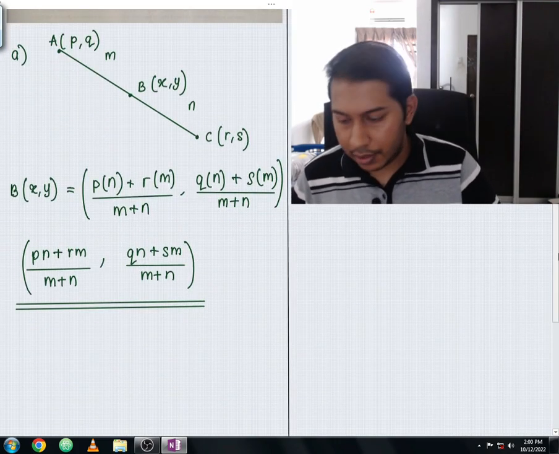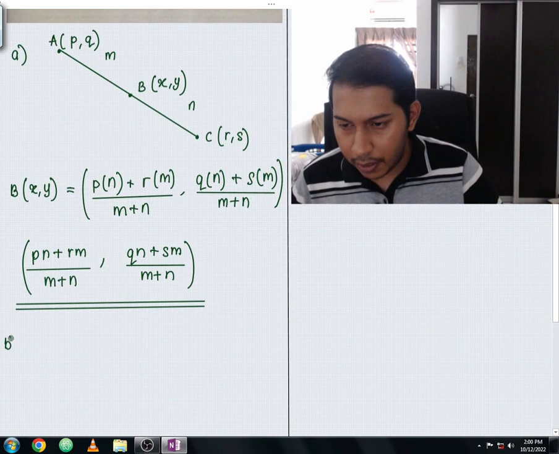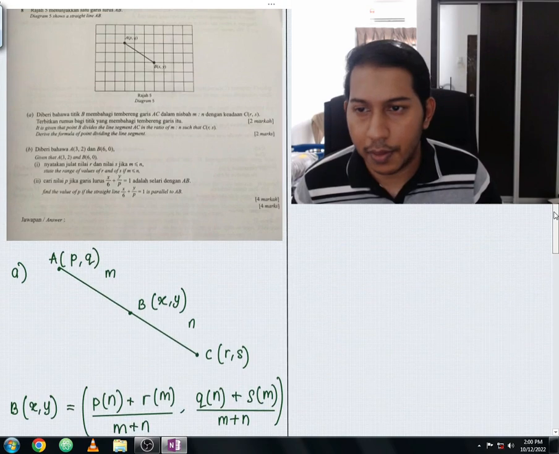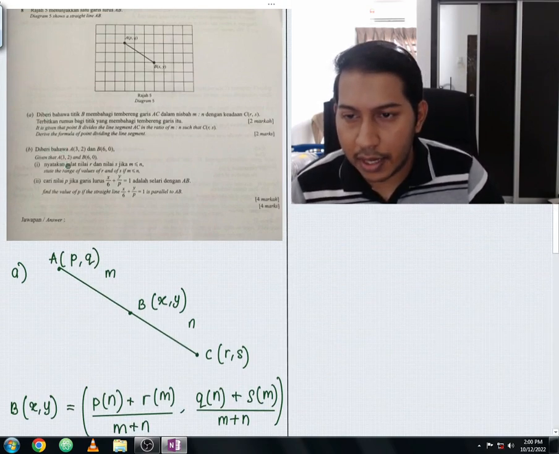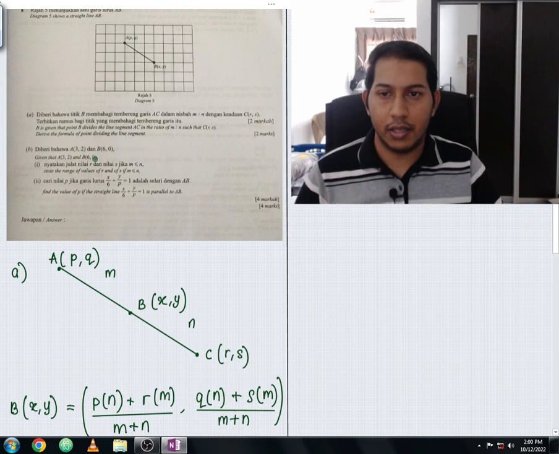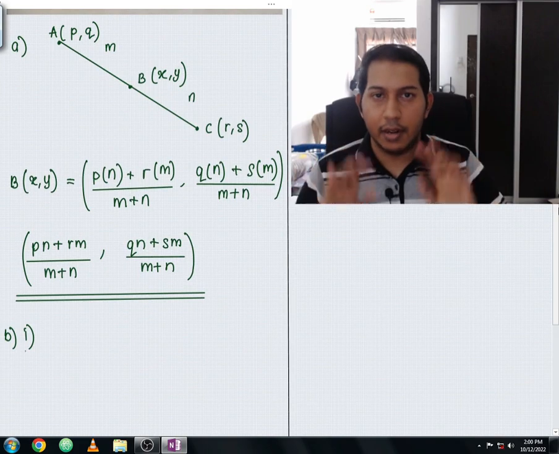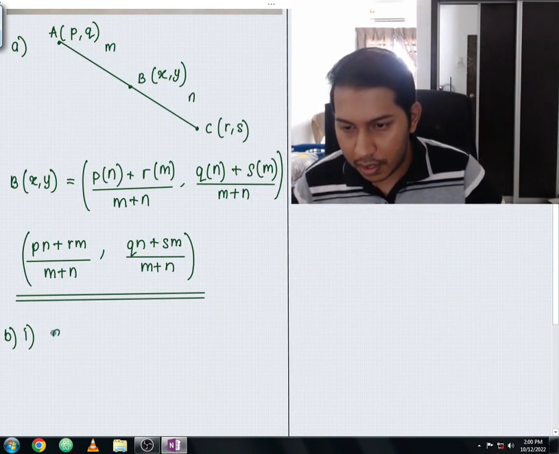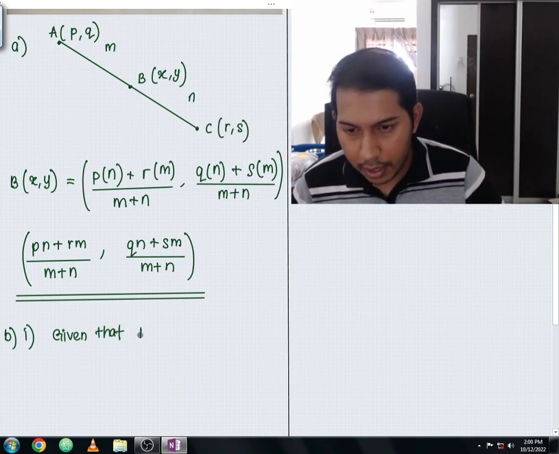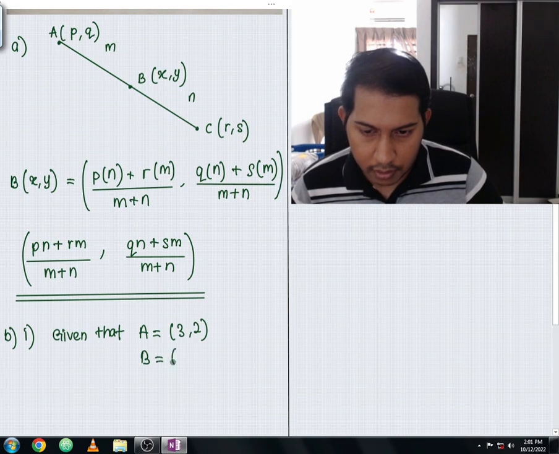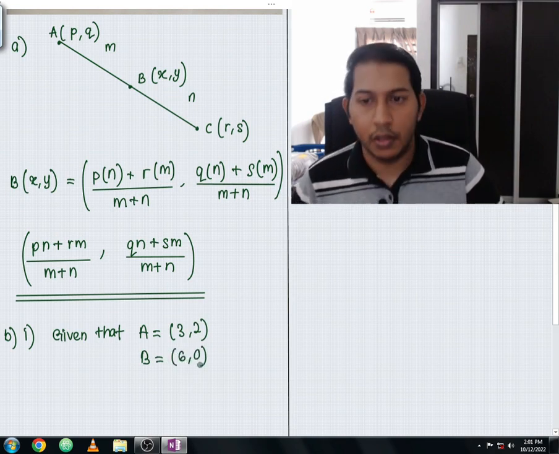So let us proceed our discussion for the question B, part 1. Here the question starts to get a bit complicated. From here, they already give the information that coordinate A is (3, 2) and coordinate B is (6, 0). Whenever a question gives you information, immediately write it down in your working. So, given that, coordinate A is equal to (3, 2) and B is equal to (6, 0).